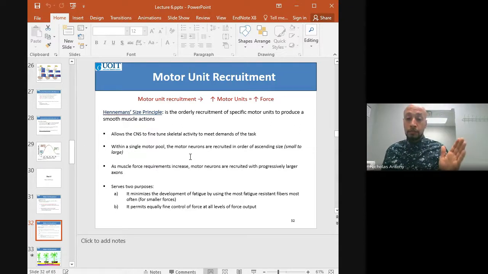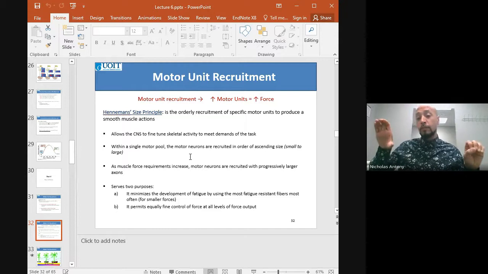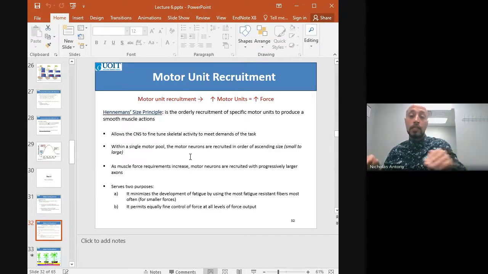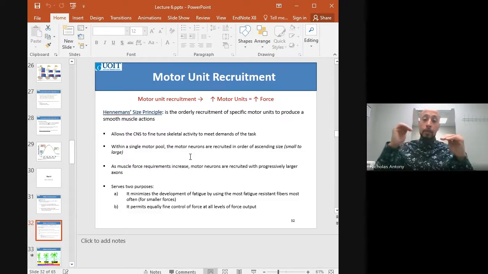Slow twitch muscle fibers are very small. Fast twitch fibers are very big. So we sequentially increase the size of the motor units. Let's say there were 100 motor units in our biceps. We would start off with the slowest one, and then every time we recruit more motor units, we would sequentially go to the next biggest, the next biggest, the next biggest. So it's an orderly principle.